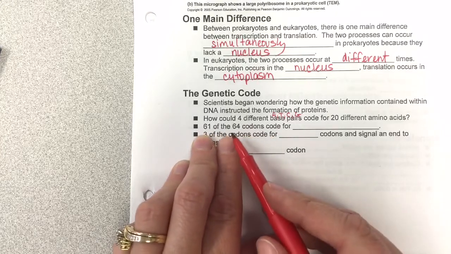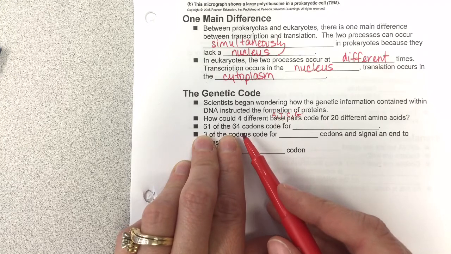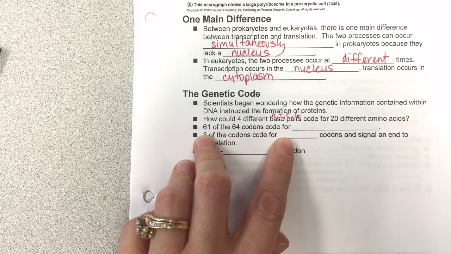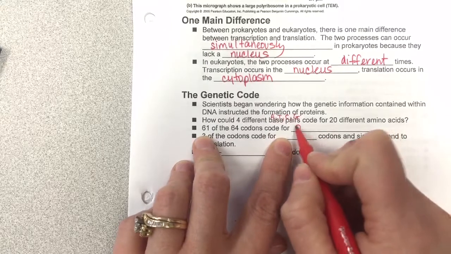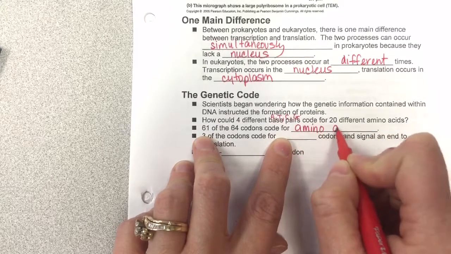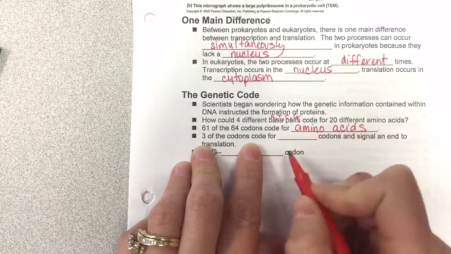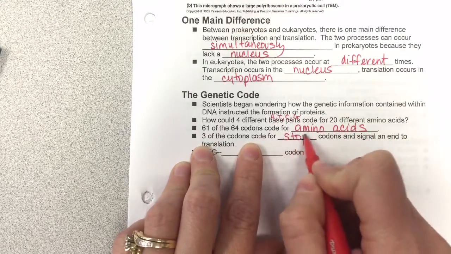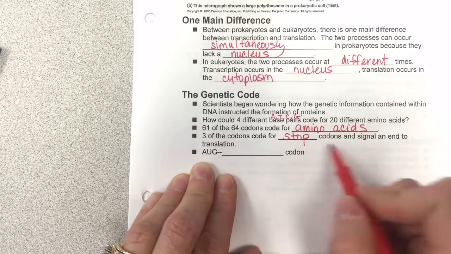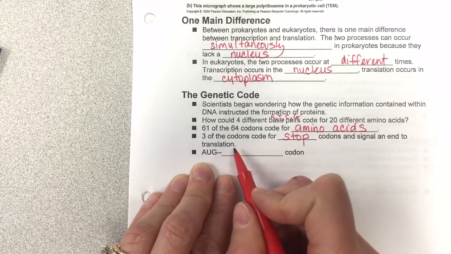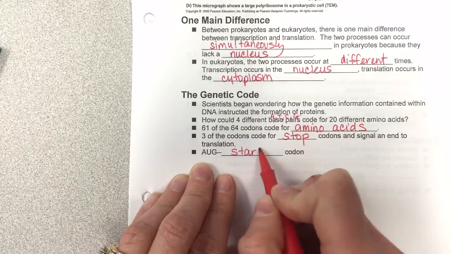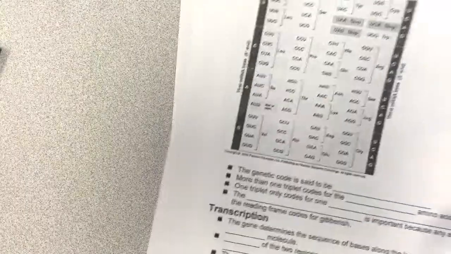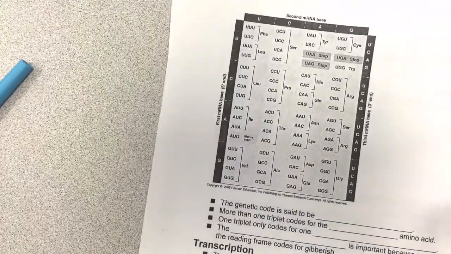And so they found out that 61 out of the 64 codons code for amino acids. So we're going to write here, code for amino acids. 3 of those codons are stop codons, which signal the end of translation, which means stop building your protein, and AUG is your start codon. And so let's look at this chart here, and let me explain how to use it.